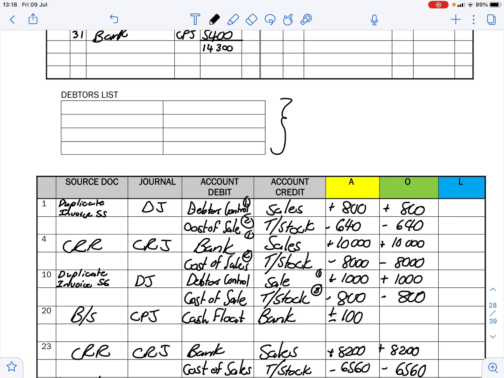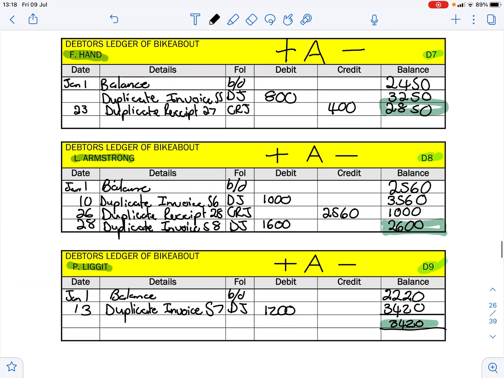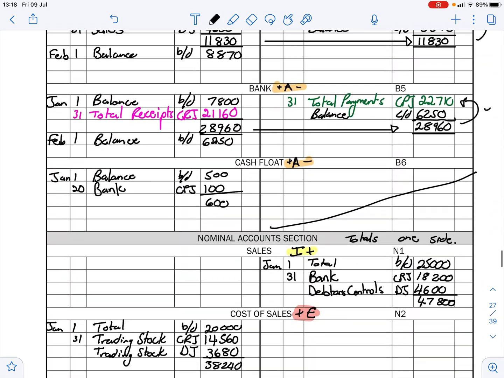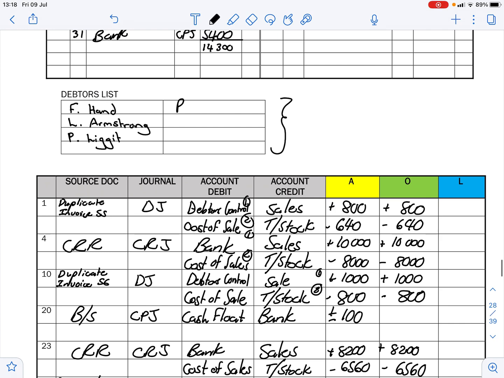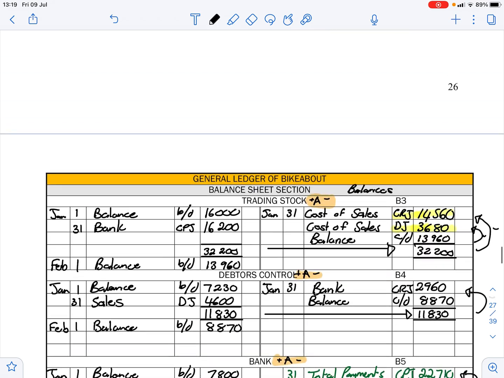Okay, this means that we can use those figures and those names to construct our debtors list. So, if we have a look, we've got our 3 debtors: F Hand, L Armstrong, and P Liggett. And now we need to fill in the amount that they each owe us, which is 2,850 Rand for Hand, sorry, let's make that look like a 0, 2,850 and 0 cents. We then have 2,600 for Armstrong, and we also have 3,420 for Liggett. So that is activity 10 done and dusted.